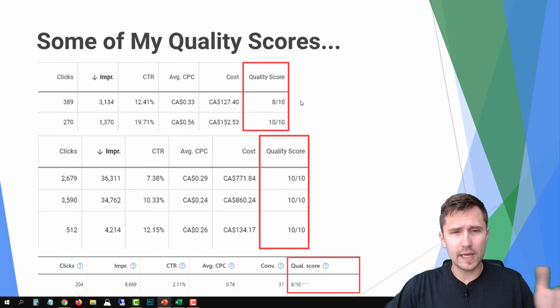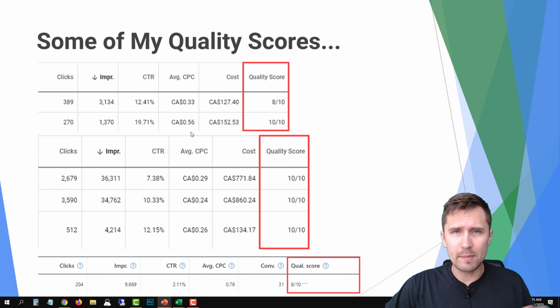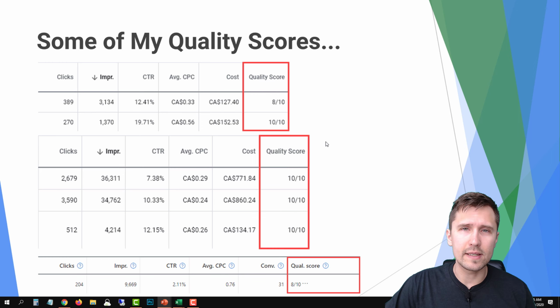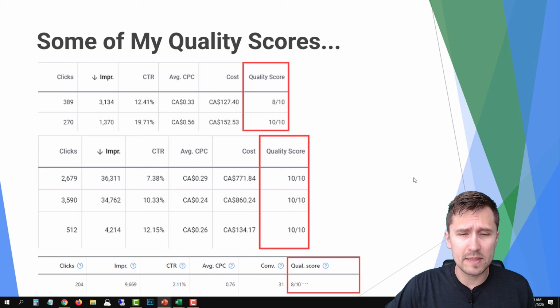So the first thing is I just wanted to show you some of my quality scores for some of my campaigns. Now, the top two are Google. The bottom one is Microsoft Ads. As you can see, they are pretty interchangeable. These are ad groups. As you can see, they have clicks, impressions, and experience. It's not like I only got 1 click and 2 impressions, these are long-standing campaigns that have been working for me for some time now.